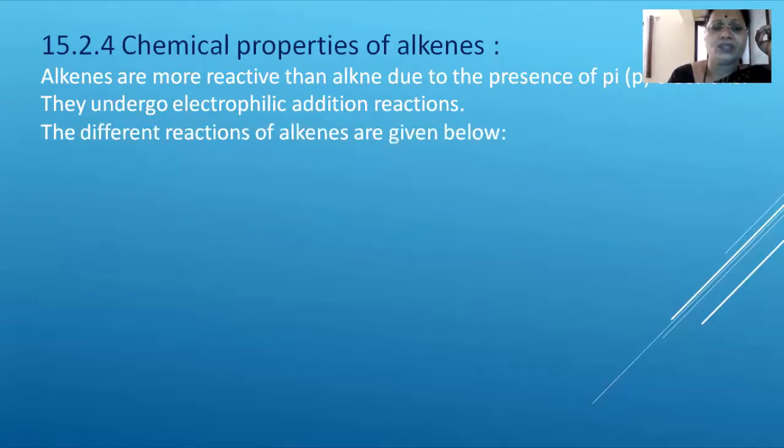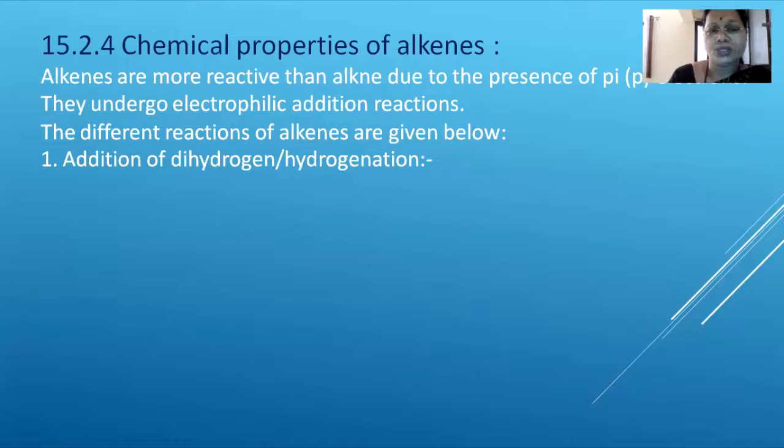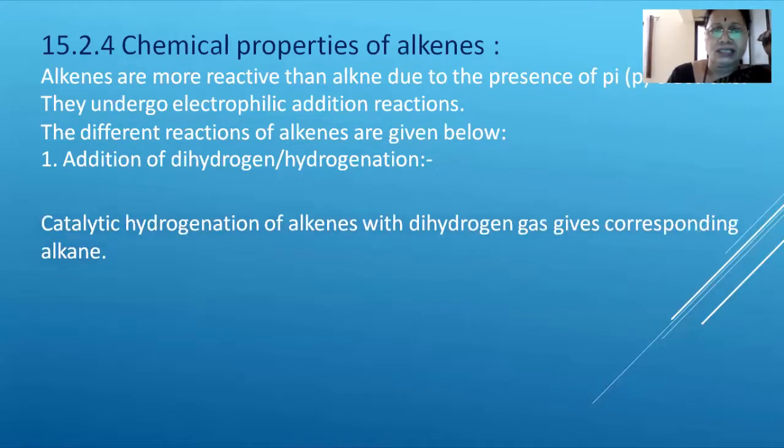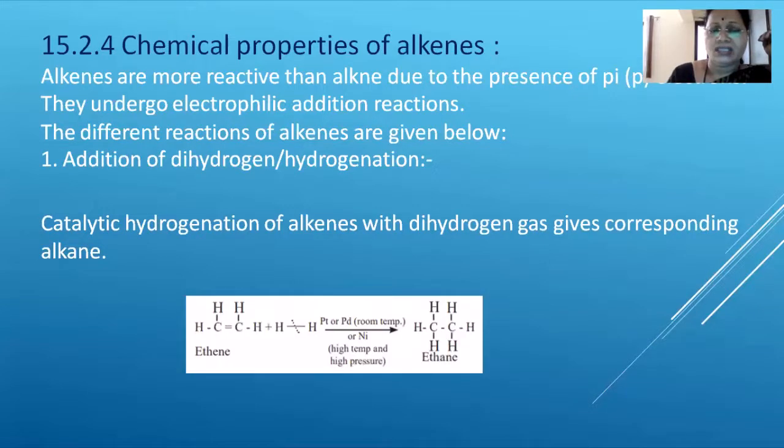Okay, so different reactions of alkenes are given below. Addition of dihydrogen, hydrogenation, then second in this catalytic hydrogenation, ethene plus hydrogen in presence of platinum or palladium, addition of hydrogen across carbon-carbon double bond takes place, forming alkane, saturated compound alkane is formed.